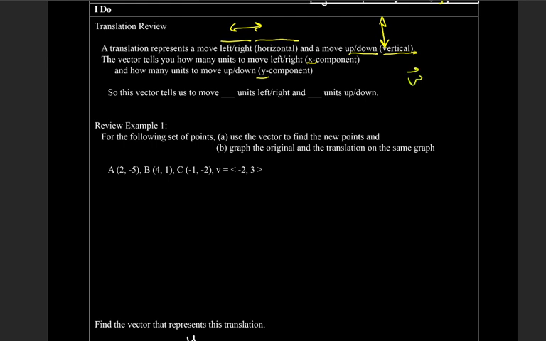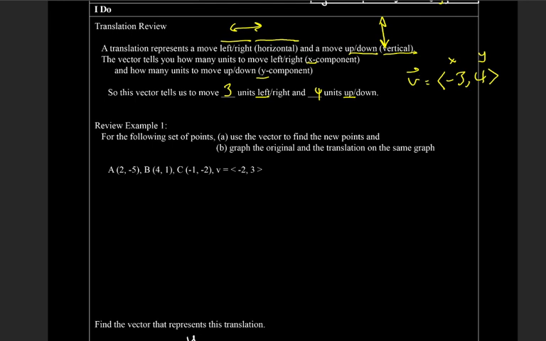So say we had a vector that was, that's a v for vector. Let's say -3, 4. Then that means how many units? So this is x, this is y. So 3, and then that's negative, so that's going to be left. And then 4, that's positive, so that's going to be up.